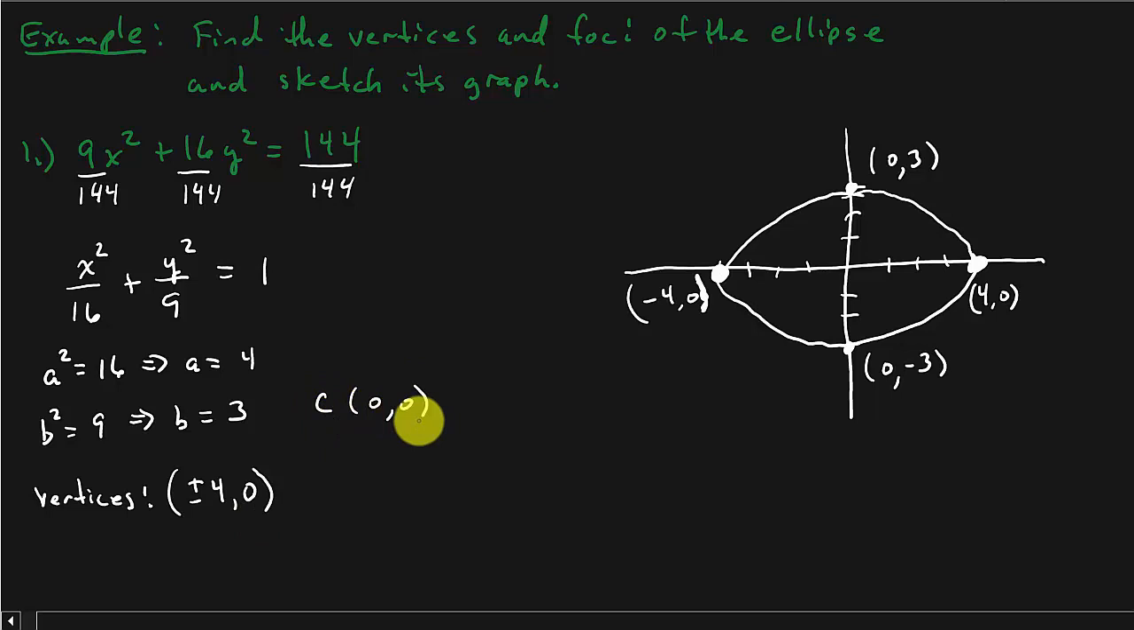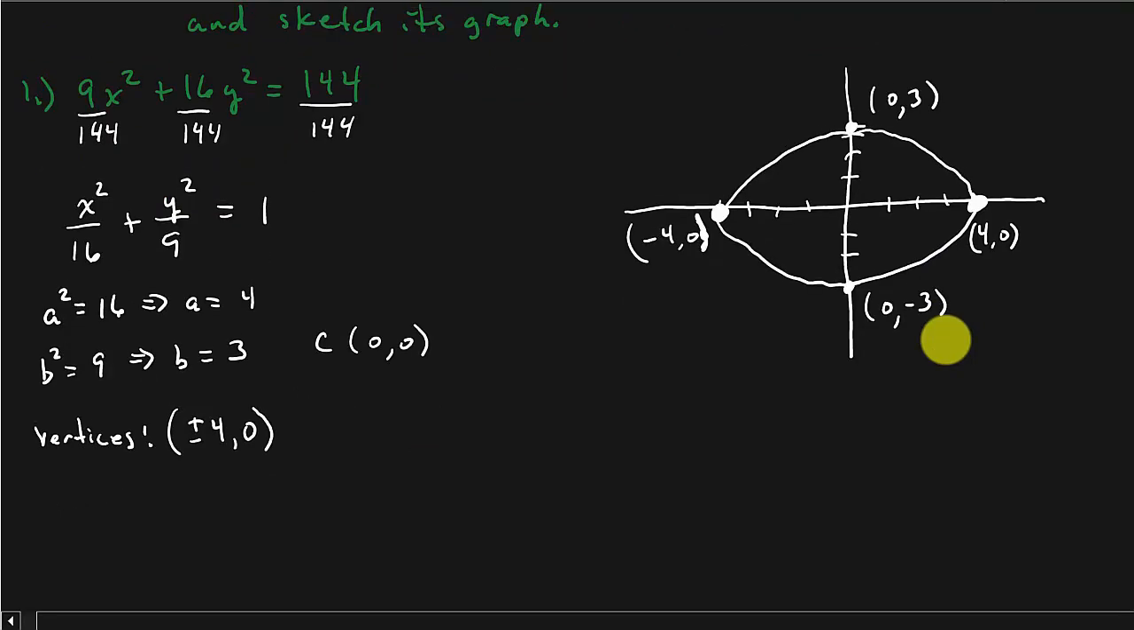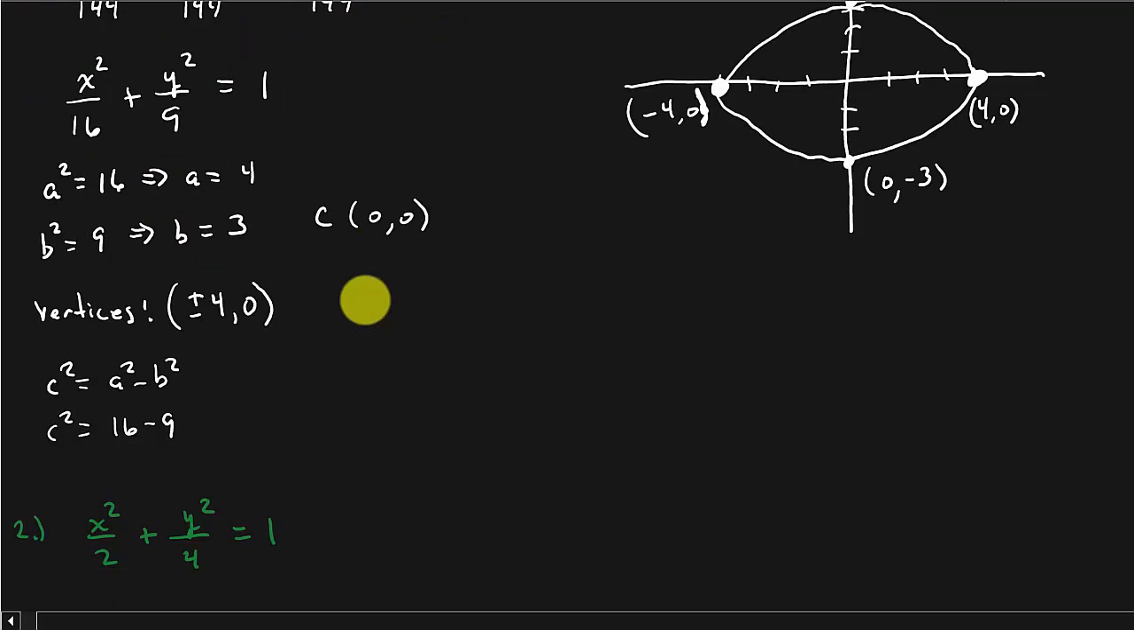Yes, we will work one in a minute where the center is not at 0, so you'll be able to see that. So we need to find out what C is. So let's see, what is C? So we know C squared is equal to A squared minus B squared. And so C squared is equal to 16 minus 9. See, there's A squared, there's B squared. And so this is equal to 7. So this tells us C is equal to the square root of 7.